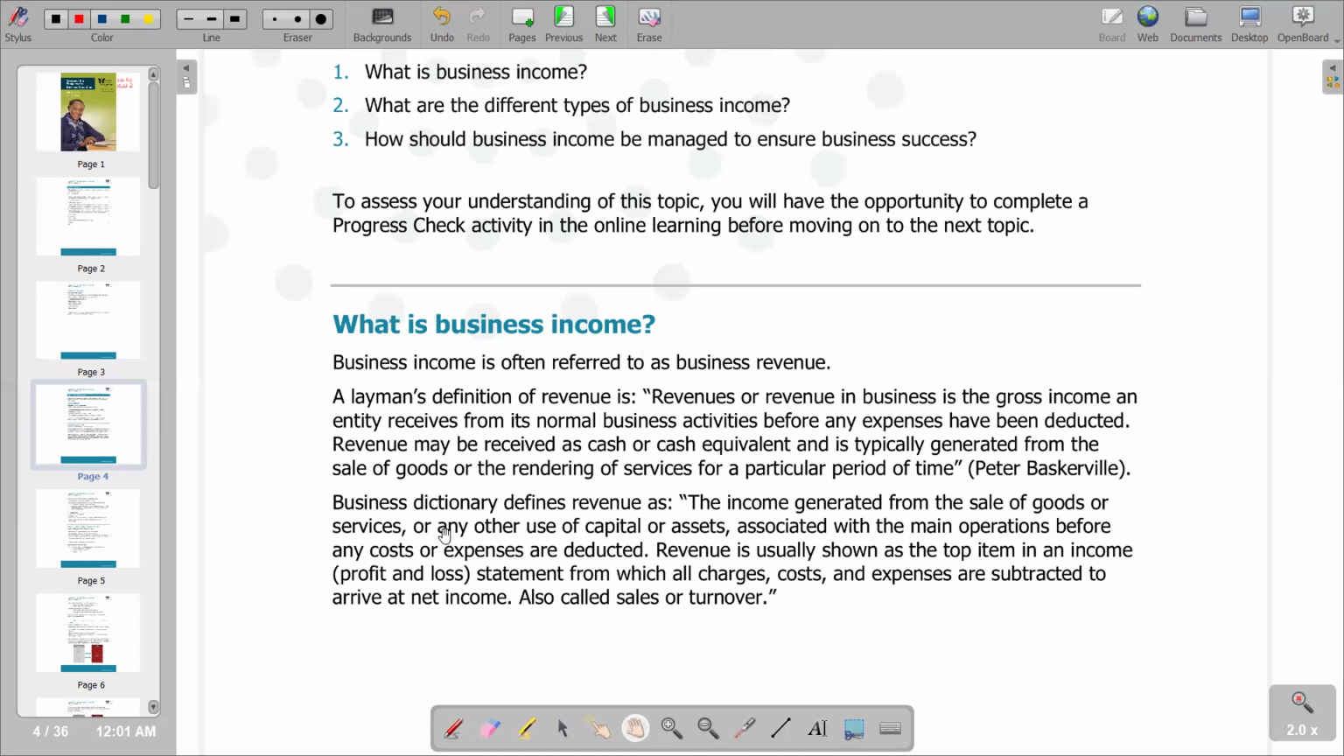So as we are trying to explain, revenue may be received as cash or cash equivalent, and is typically generated from the sale of goods or the rendering of services for a particular period of time. That is Peter Bucksville. What this last statement is trying to illustrate is that revenue can be paid in cash, or it can be a cash equivalent. We are not only going to sell our products and receive cash, because the sale might be on credit basis.